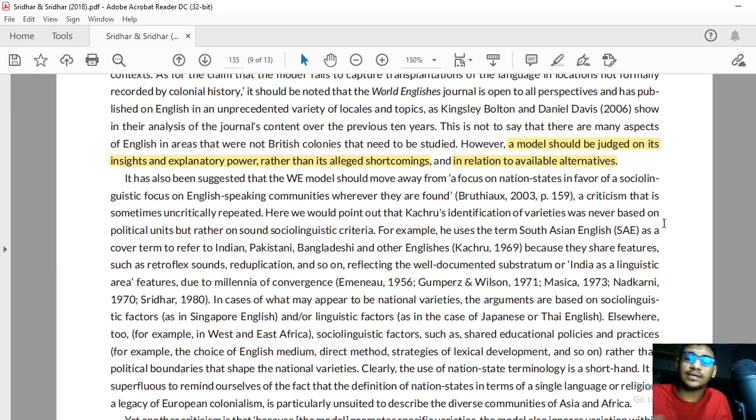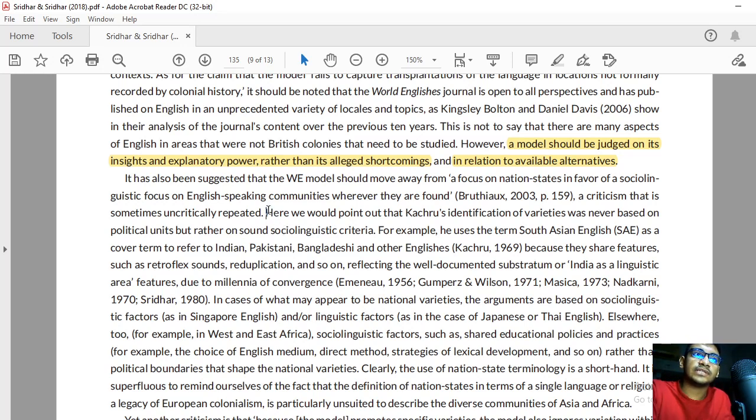When we talk about any other speech community, it can be Hindi speaking people, who speak English as a second language, or Bengalis who speak English as a second language, or Malaysians who speak English as a second language, not necessarily all from Malaysia. Okay, so this is another criticism, a criticism that is sometimes uncritically repeated, but Sridhar and Sridhar say that actually this is not critically examined by most scholars. They just repeat this criticism and say that this is one of the criticisms of the three circles model.